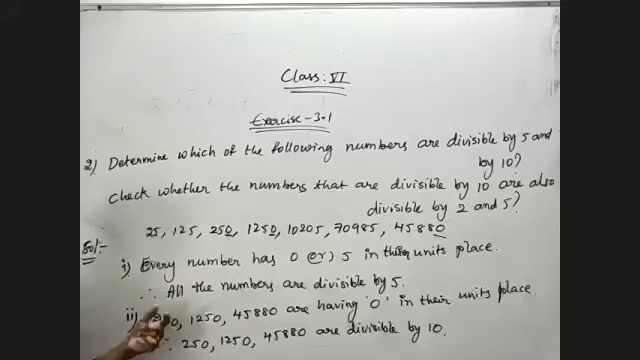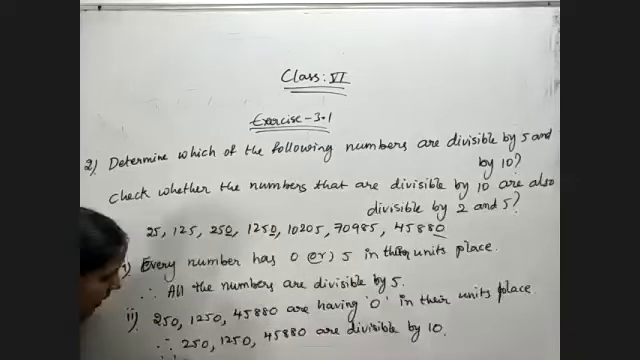Coming to 5. The numbers which are having 0 or 5, those are divisible by 5. So these numbers are having 0, that's why they are divisible by 2 as well as 5. So the numbers which are divisible by both 2 and 5, then they are also divisible by 10. That is the reason.